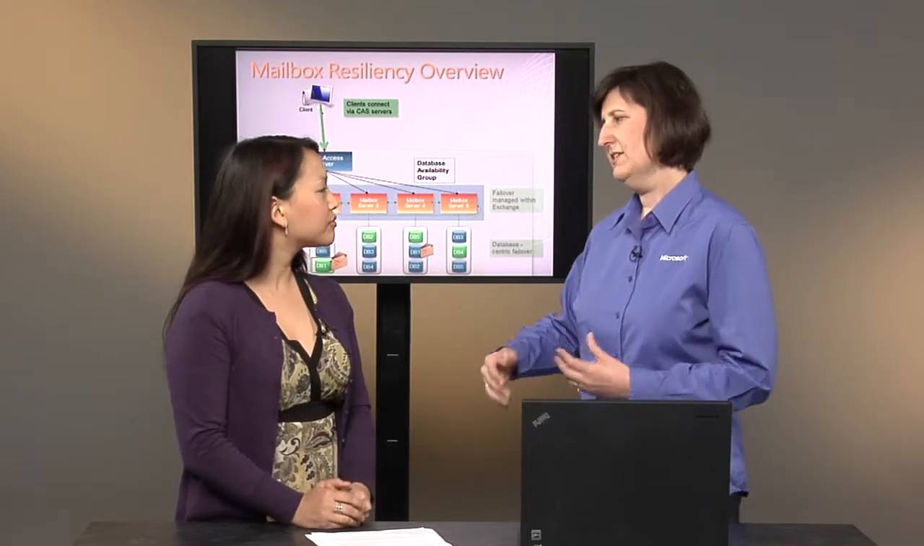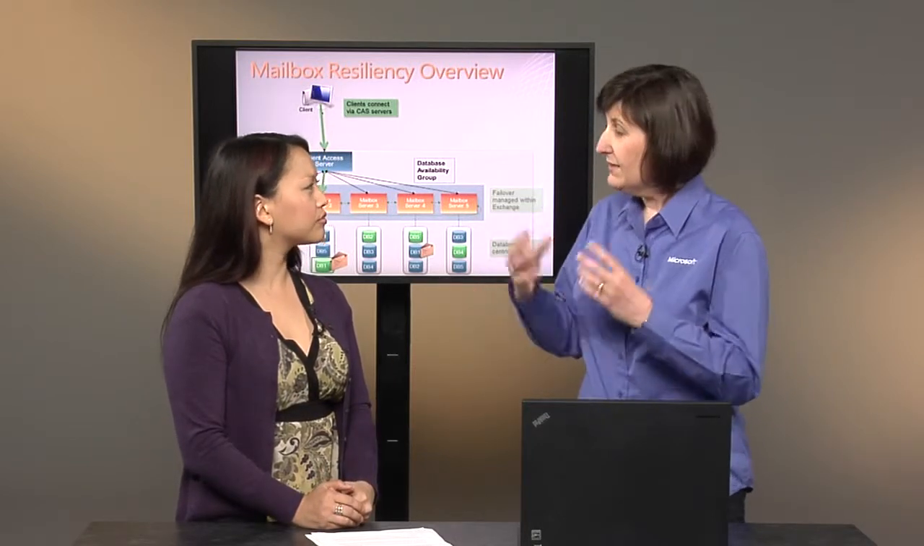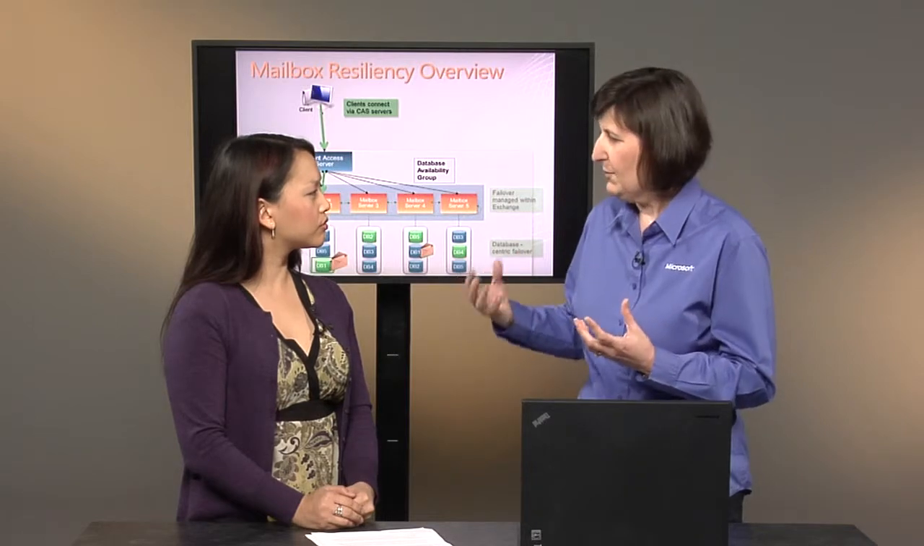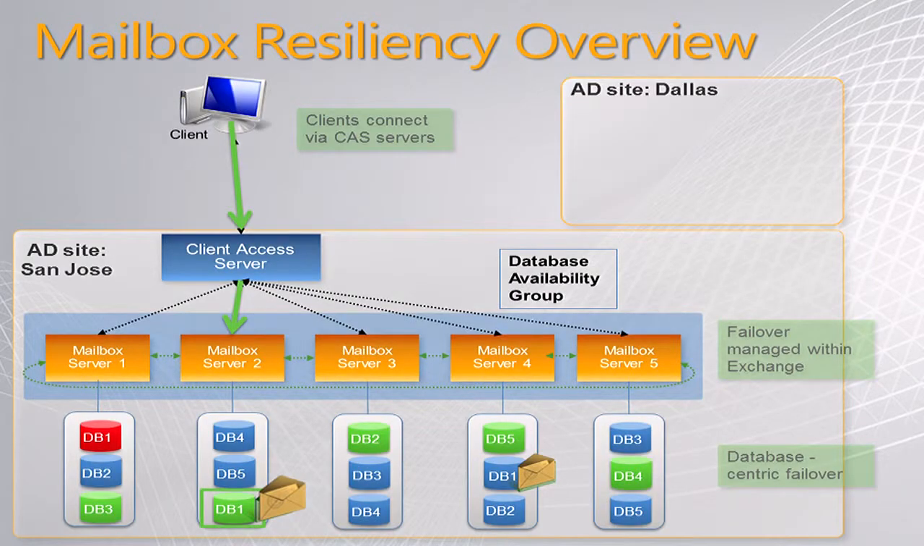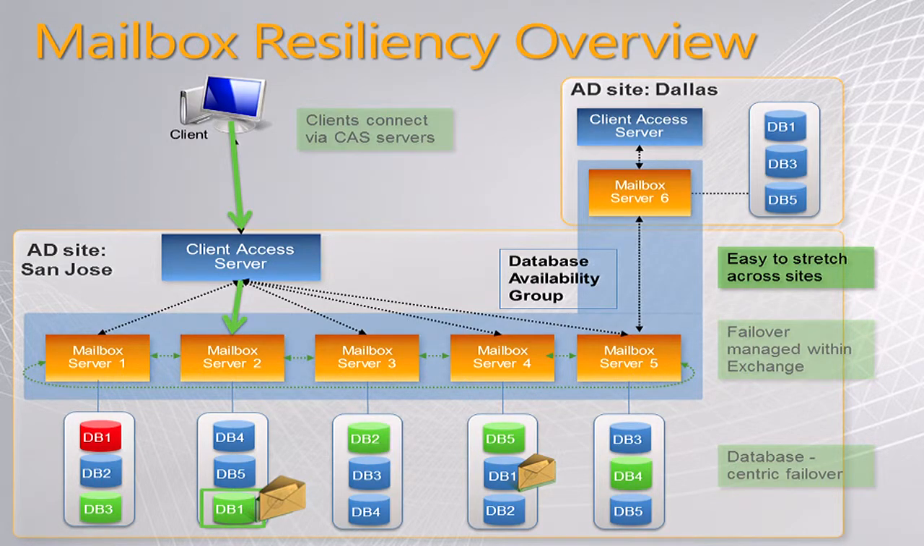Okay, so in that instance, if you lose an entire site, the database availability group, when you set it up, can actually be extended easily across sites. So in this case, we have another site in Dallas. When you first set this up, you simply install another mailbox server there, and you can create copies of whatever databases you want in that alternate site. And then if there's a failure, we can automatically switch to a database in another site. That way you're still up and running, even with a site level disaster.